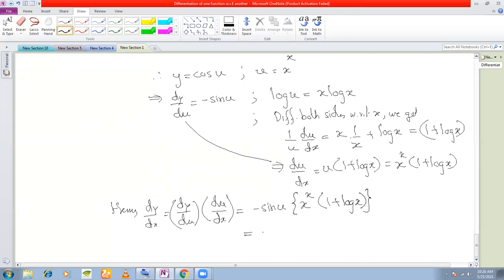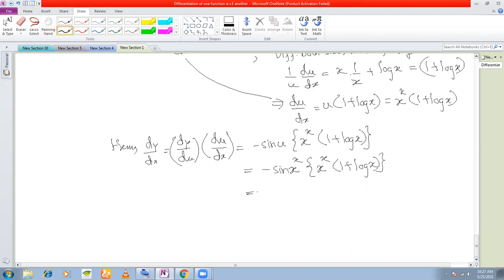Put the value of u. What is the value of u? X to the power of x. So you can rewrite this as minus x to the power of x sin of x to the power of x into 1 plus log x. Okay, clear with this problem?